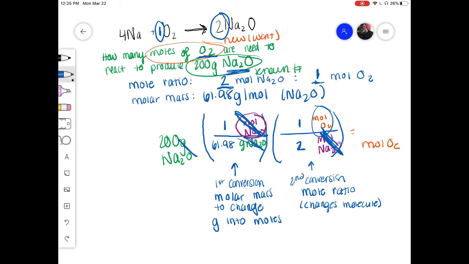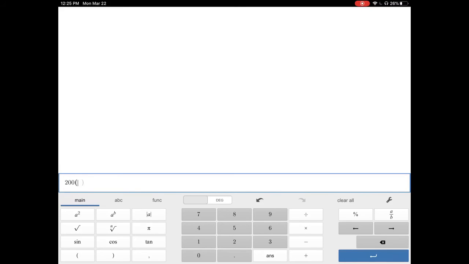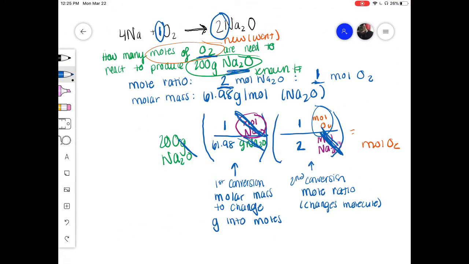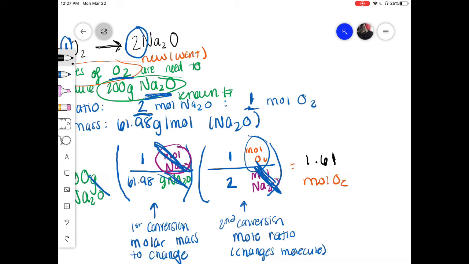And so now we can calculate. We put it in our calculator: 200 times 1 over our molar mass, 61.98, times 1 over 2, which equals 1.61 moles. So our answer is 1.61 moles of O2.